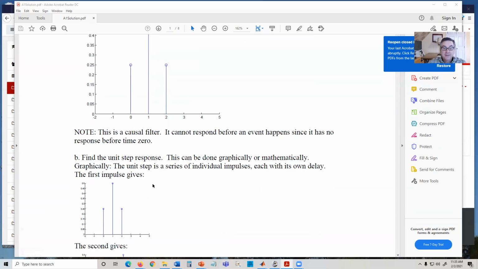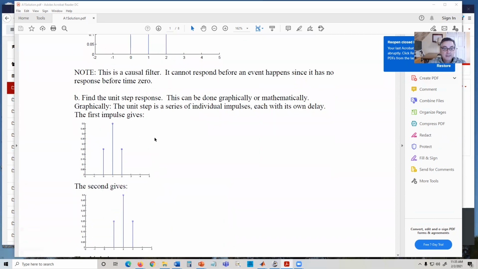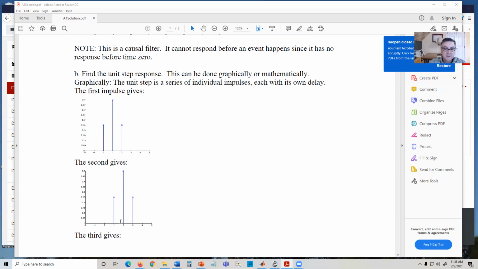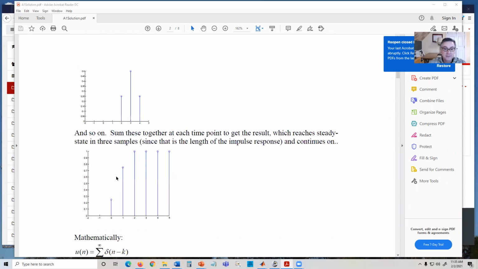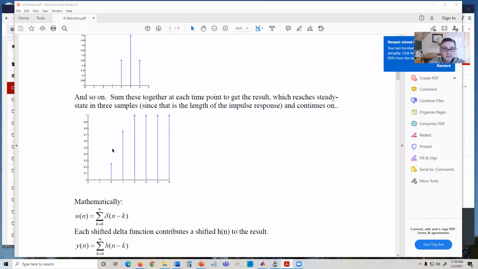The unit step response is similar to the example we had. The idea is that for the unit step, we get a response to an impulse at 0, plus an impulse at 1, plus an impulse at 2, etc. We position the response to the first delta function at 0, the delta function positioned at time 1 gives us that, then the third one, and so on. If you add those together, you come up with something like this, where it settles into a steady state, but takes a little time to get there.